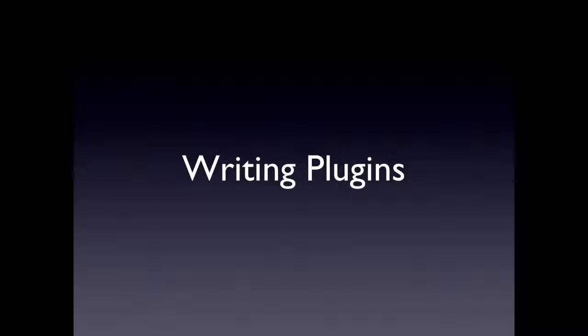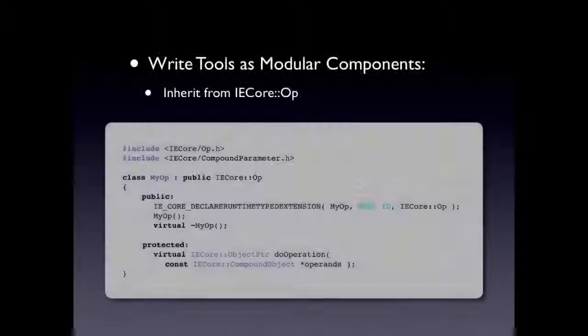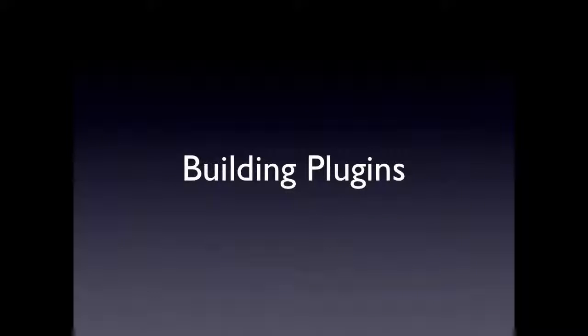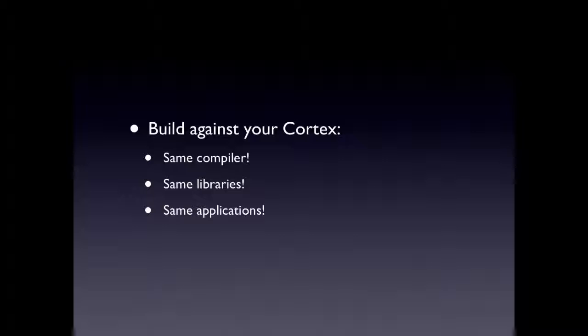And to write a plugin, all you need to do in the first instance is include the Cortex headers, the ones you need, and then write your tool as a modular component. For example, here we inherit from Cortex op, do all the necessary declarations, and then basically implement the do operation method that you see.